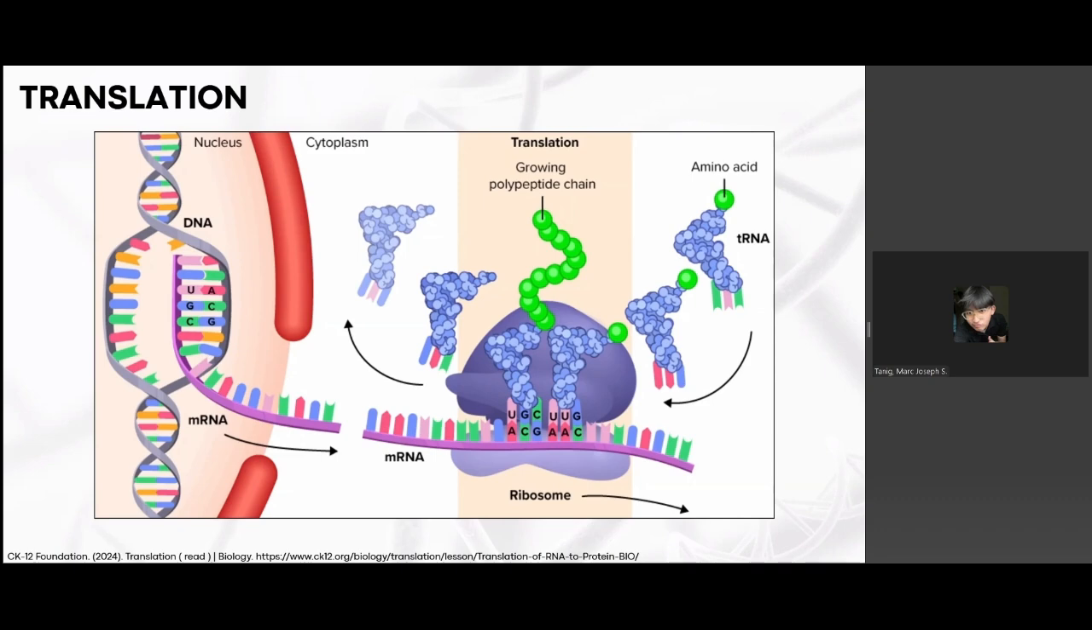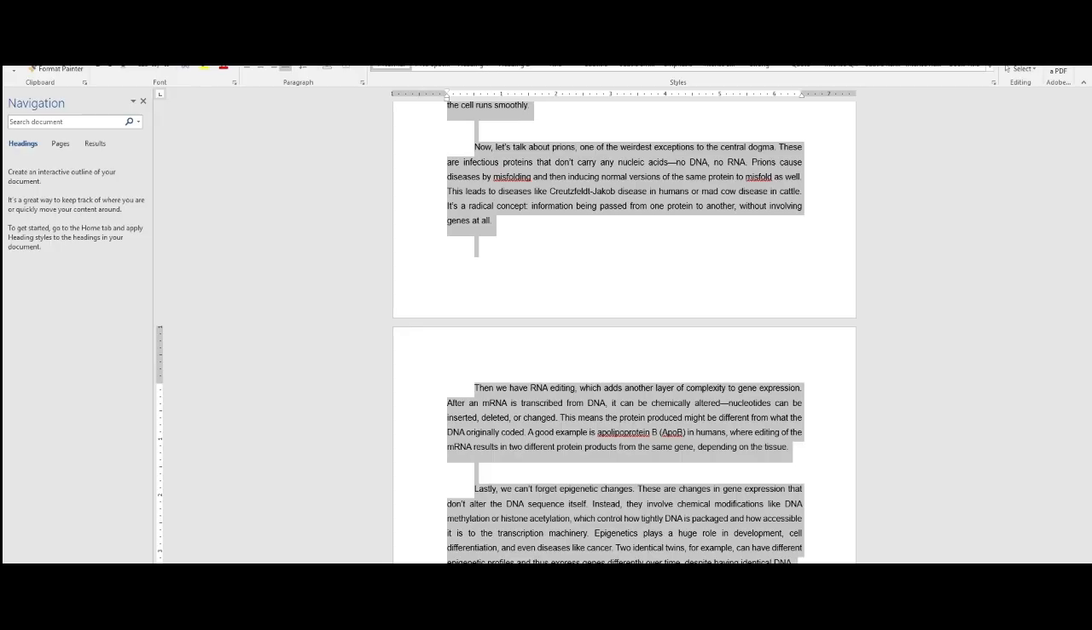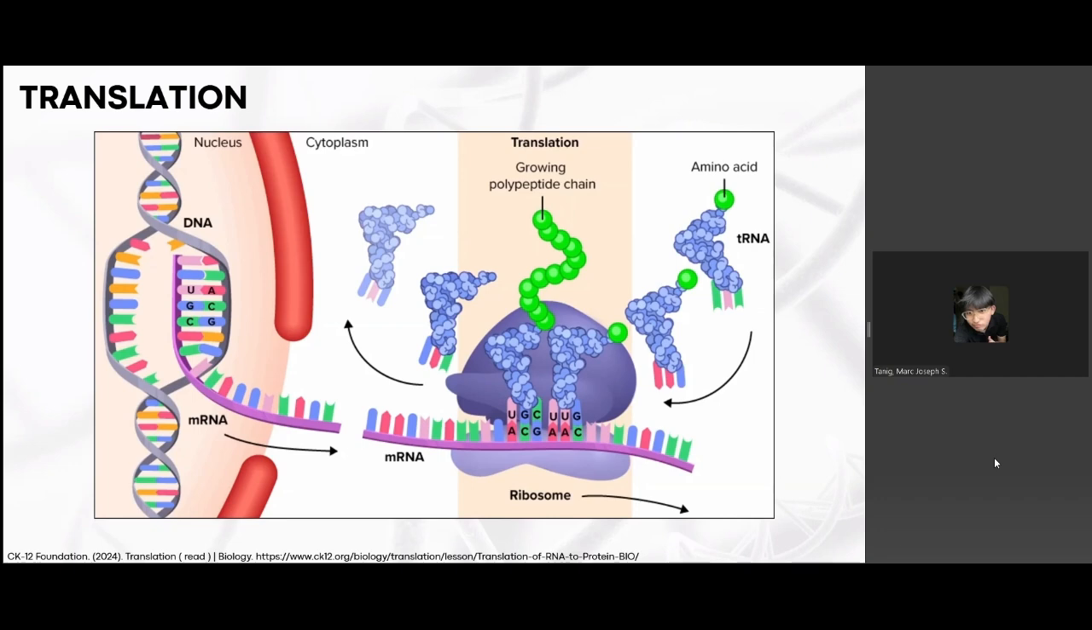Next one is transfer RNA, or tRNA. This is the folded RNA molecule that carries a specific amino acid and possesses an anticodon region complementary to the mRNA codons. This serves as the adapter molecule that interprets the genetic code. Next one, we have ribosomes. Ribosomes consist of two subunits, the small subunit, which decodes the mRNA, and the large subunit, which forms peptide bonds.